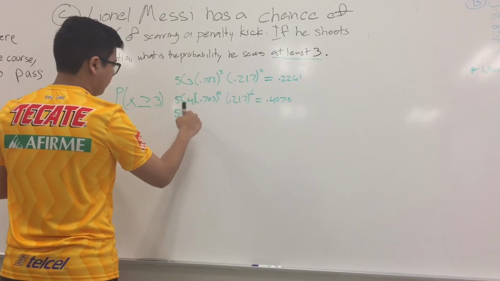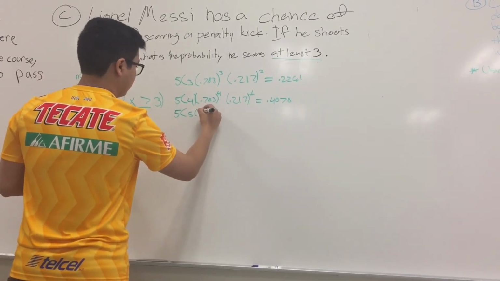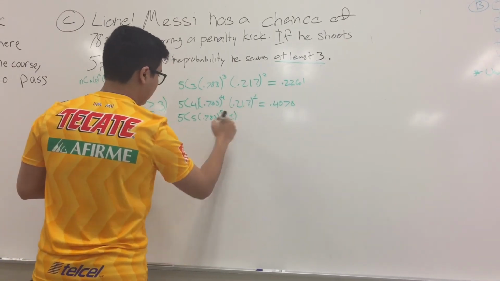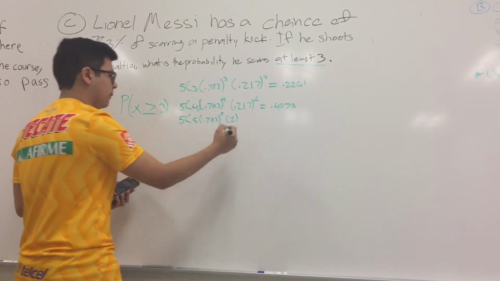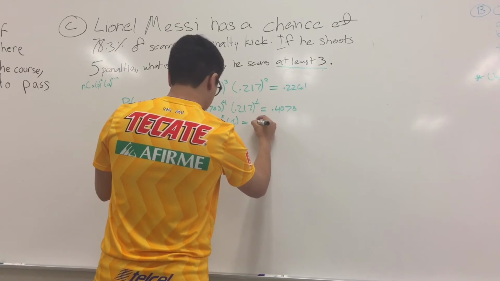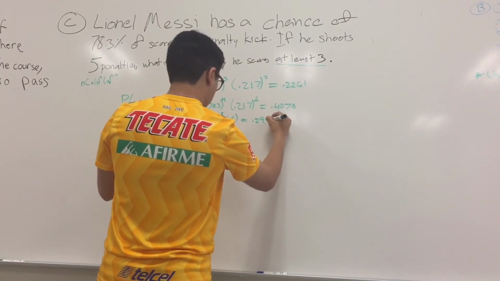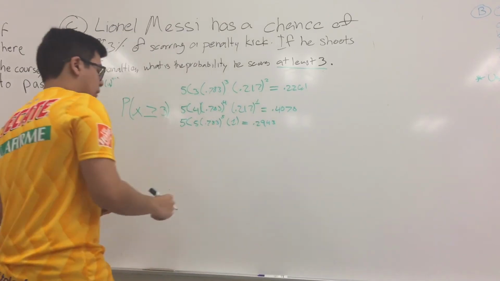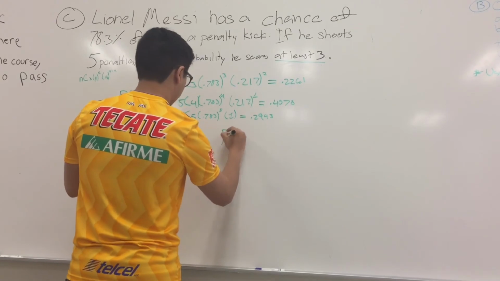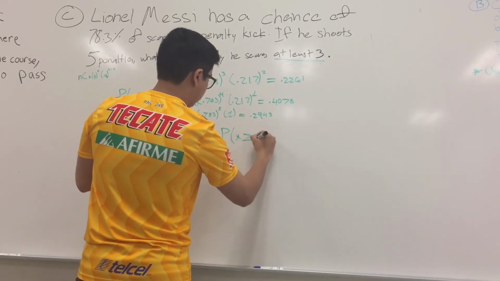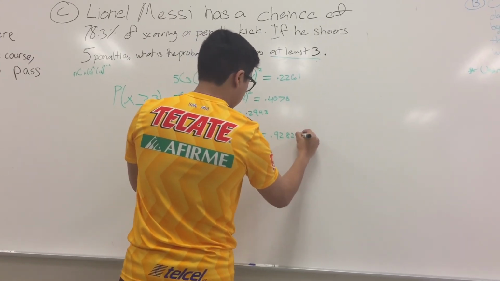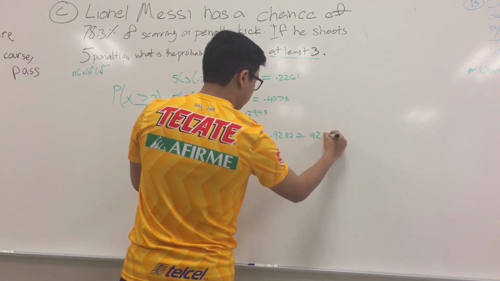So 5C5 times 0.783 raised to the 5th, which is the x, times 1, because anything raised to the 0 power is equal to 1. And so we multiply this in the calculator, and get 0.2943. Now we add all of this up, and we get a probability of x being greater than or equal to 3 of 0.9282, which is equal to 92.82%.